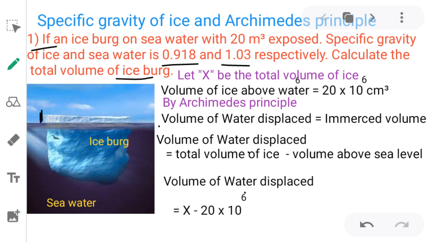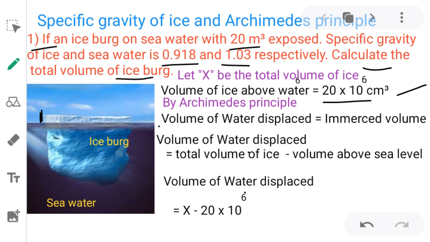We have to find the total volume of the iceberg. We don't know it, so let x be the total volume of the iceberg. The volume of ice above water is given, that is 20 meter cube. We have to convert it into centimeter cube, because generally the densities are given in gram per centimeter cube. So 20 meter cube becomes 20 into 10 to the power of 6 centimeter cube.